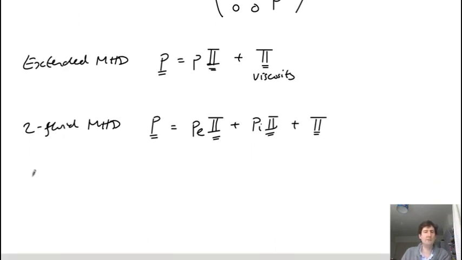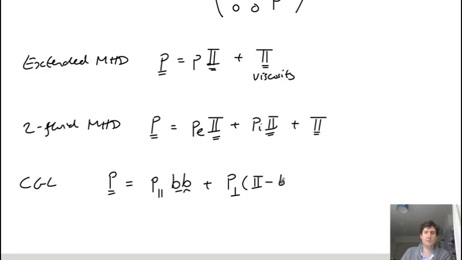Now what CGL MHD does is slightly different. So we split the tensor into two pieces. So we say that there's a parallel pressure, which is in the direction of the magnetic field. So this is on the diagonal, but it's in the direction of the field, plus a perpendicular pressure, which is in the directions perpendicular to the magnetic field. This might also be extended by adding an extra stress tensor too.